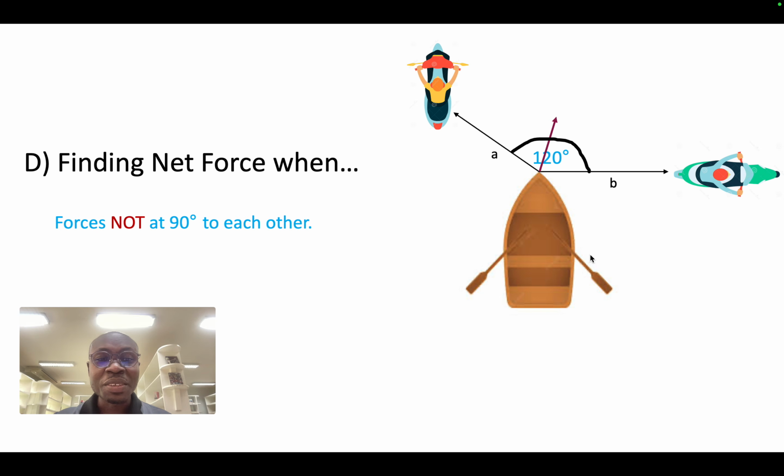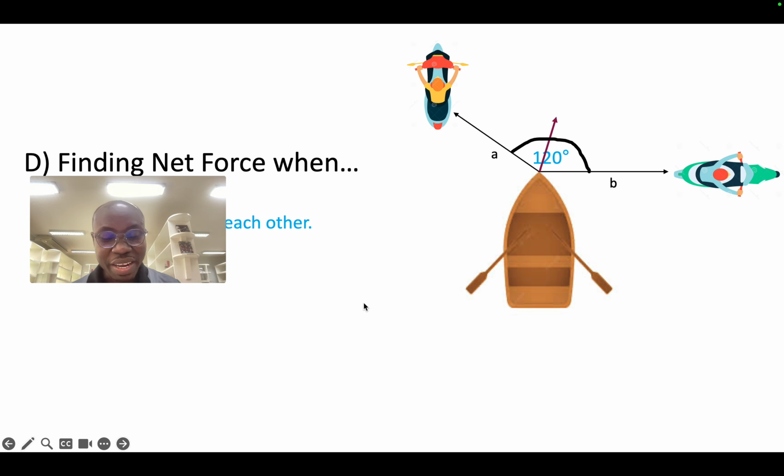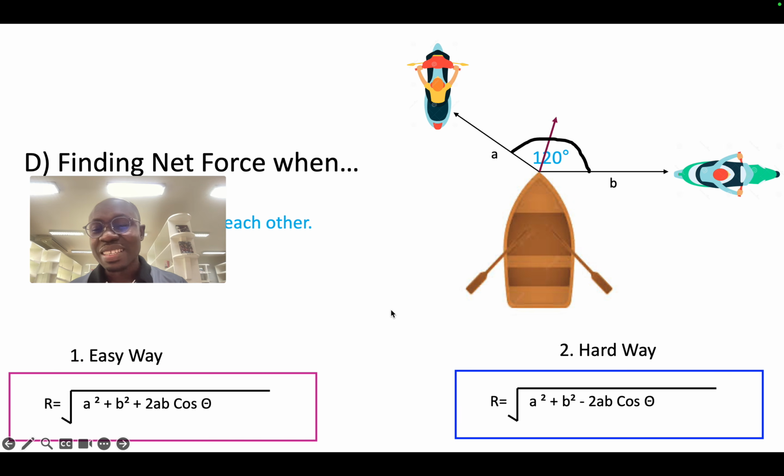In this part, we're going to learn how to find the net force when the angle is not 90 degrees. At 90 degrees, we can use Pythagoras, right? But sometimes it is not 90 degrees. Example here is 120. How do we find the net force? Now, there are 2 ways that we can find. The easy way and the hard way. So which one do you want? I think you want the easy way, right? Yes, but we're going to look at the 2. Sometimes we have to use the hard way in your test, okay? So let's learn both. Let's start with the easy way.